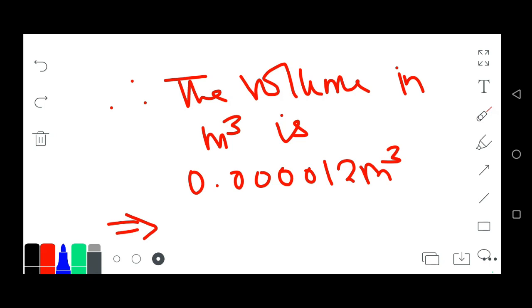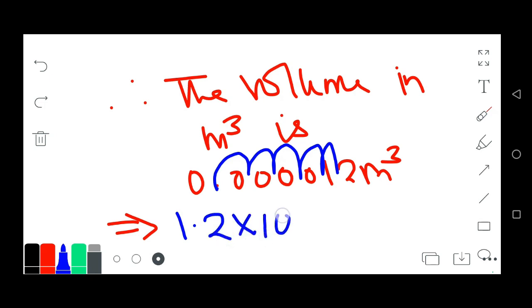So now this one can also be put in standard form as you move the decimal point to the right. So 0, 1, 2, 3, 4, 5. So it will be 1.2 times 10 to the power negative 5 meter cubic, meaning that the negative is simply because this number is less than 1. So as you are moving from left to right, the power has got the negative. Okay, so that's how you can go about changing 12 cubic centimeter to meter cubic.